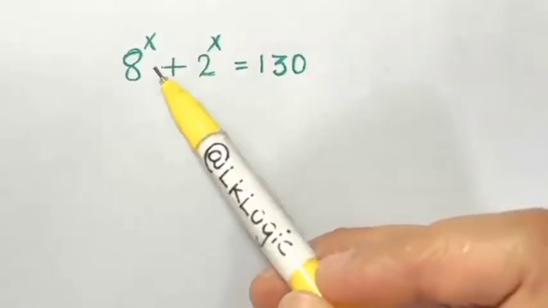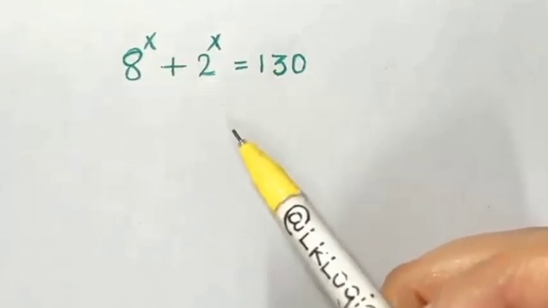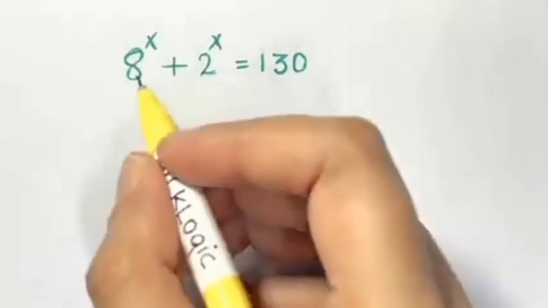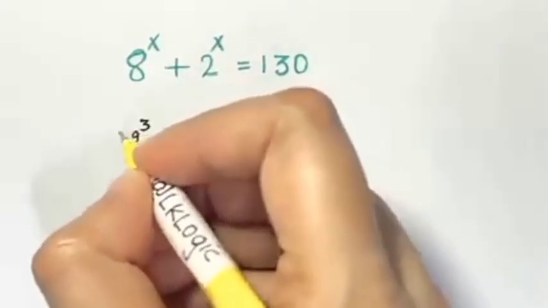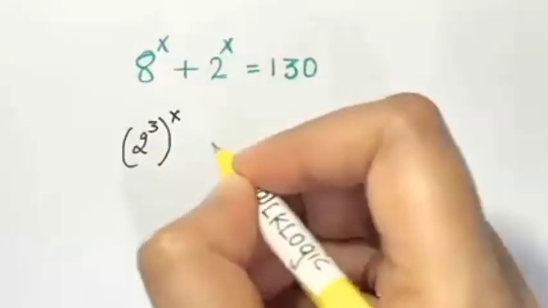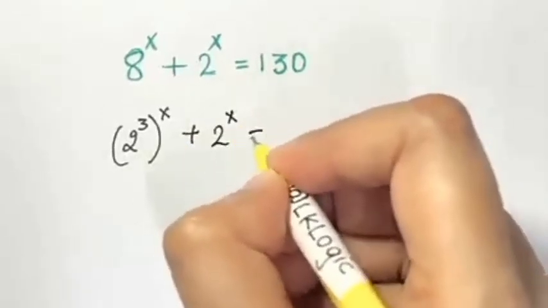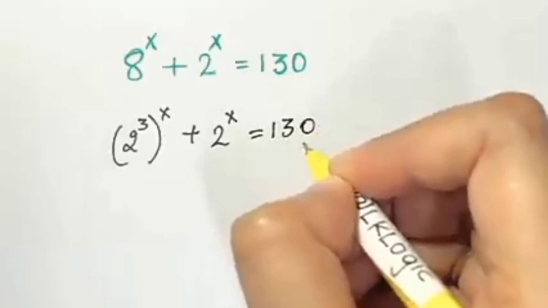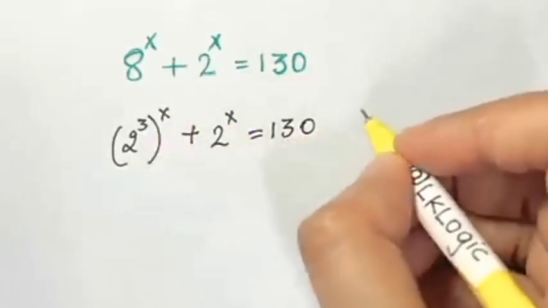This is a very nice exponential and algebraic equation we can solve. So here what we have is 8, so I can think of converting it into 2 cubed. Then I have (2 cubed) to the power of x plus 2 to the power of x equals 130. Here I have 2 to the power of x. I can just reshuffle it by using this law.